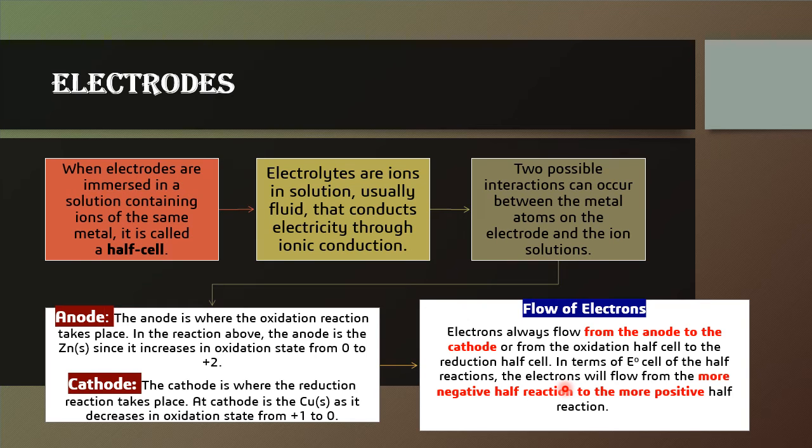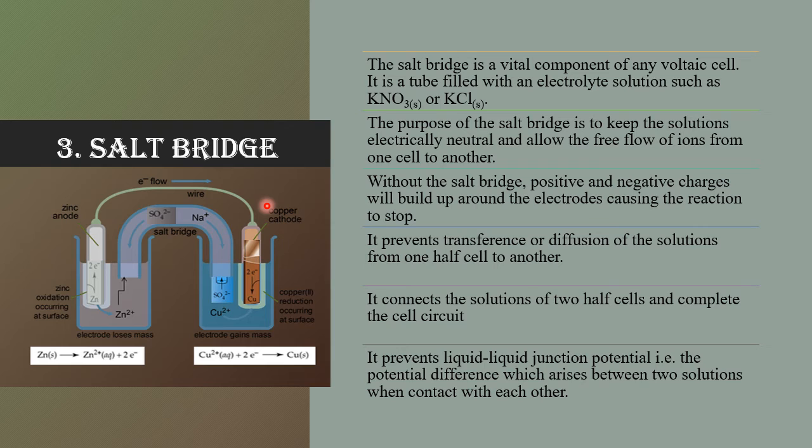We may also say that the electrons will flow from the more negative half reaction to the more positive half reaction. The more negative half reaction is the anode side of the voltaic cell, and the more positive is the cathode side of the voltaic cell. Salt bridge.